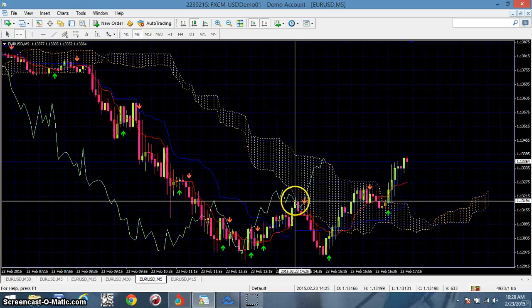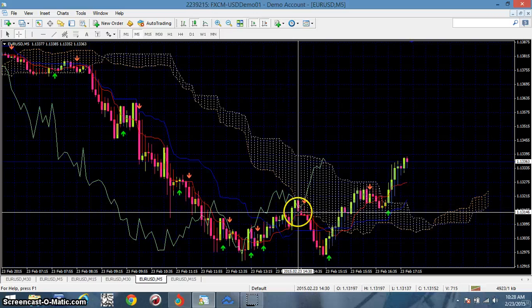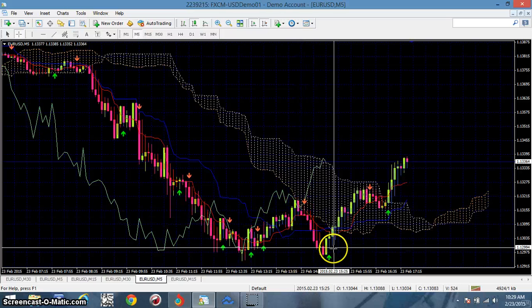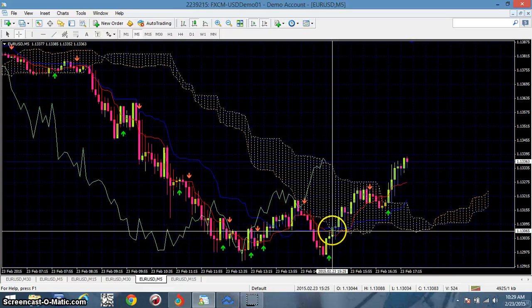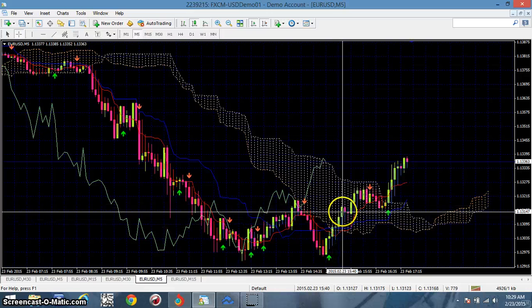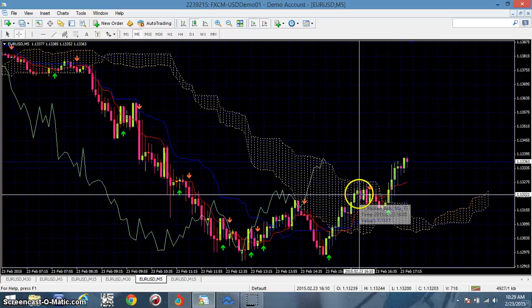So you can see here I kept an eye on it and saw that it was going to bounce off, and although you could have done a put there, I didn't at the time. I waited until it came back up here, and when it broke through this line here, I did a call for 15 minutes. As you can see, that was a win there.